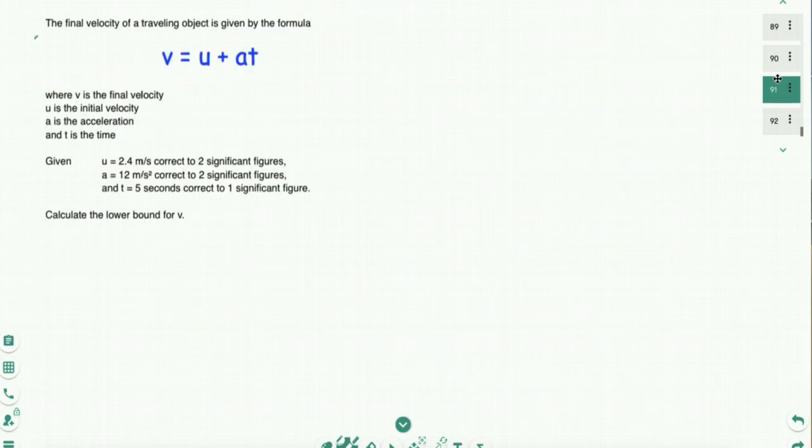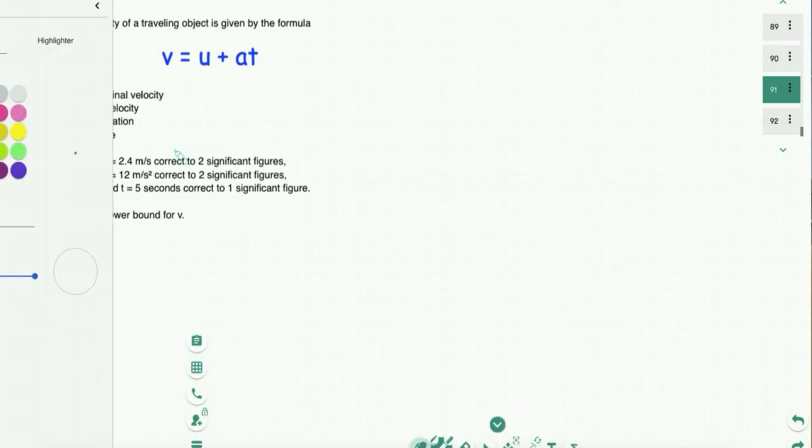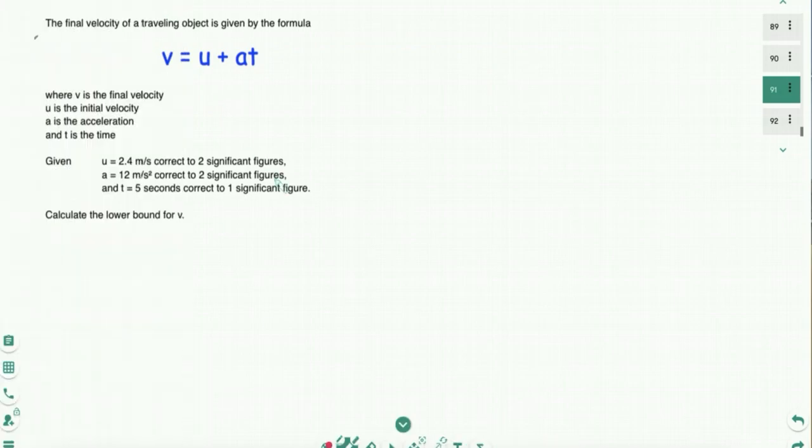The final velocity of a traveling object is given by the formula v equals u plus at, where v is the final velocity, u is initial velocity, a is acceleration, and t is the time. Given u is 2.4 meters per second to 2 sf, a is 12 meters per second squared to 2 sf, and t equals 5 seconds to 1 sf, calculate the lower bound for v. So we want to find the lowest possible value for v.